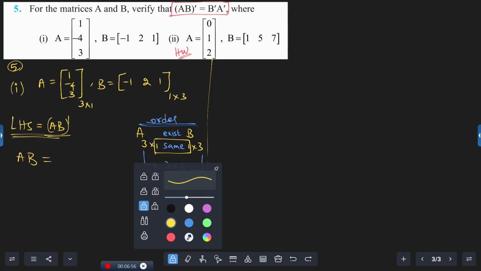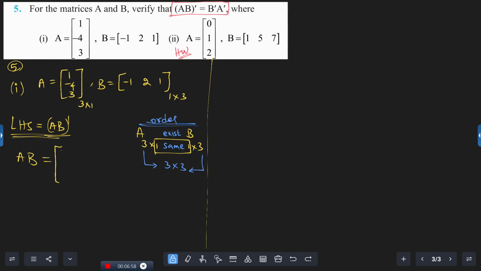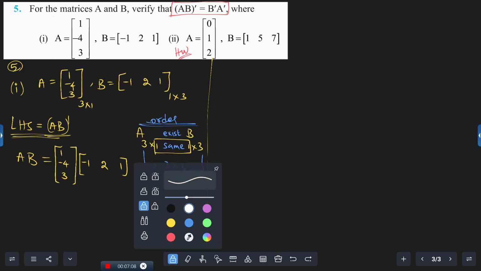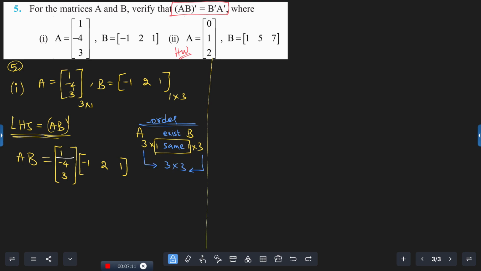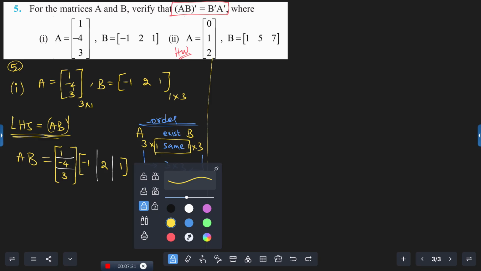So listen carefully. First I am writing the A matrix: 1, minus 4, 3, and the B matrix I am taking: minus 1, 2, 1. So we have to multiply row with column. One row you take, and we have to multiply it with each element of the second matrix. Like that the second row, like that the third row. We have 3 rows here. That is what gives you a 3 by 3.